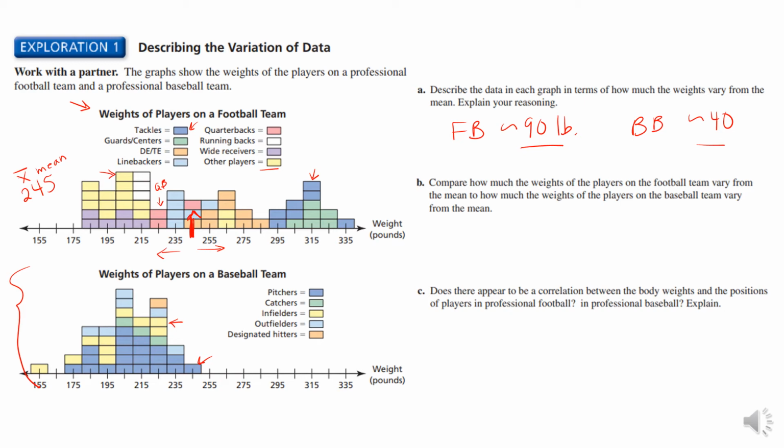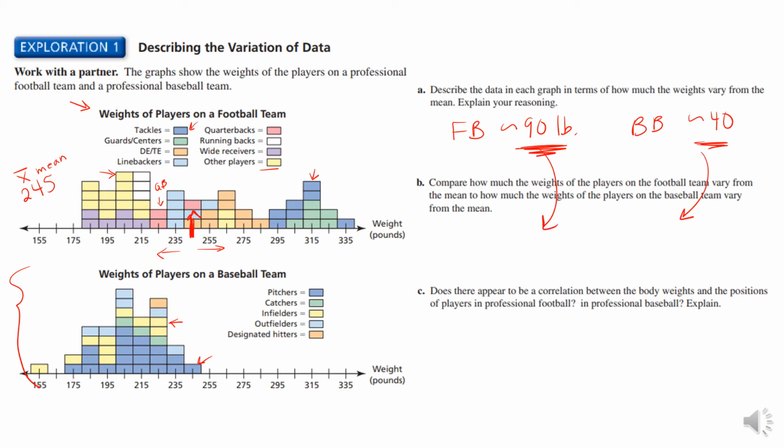So what that's telling you is that the weights of a football team vary by a lot more than the baseball team. Okay, then they want you to compare how much the weights of the players on the football team vary from the mean to how much the weights of the players on the baseball team vary from the mean. So I already said that these vary by a lot more than these. So I kind of answered that question in number 1.